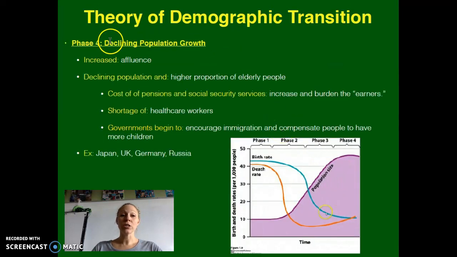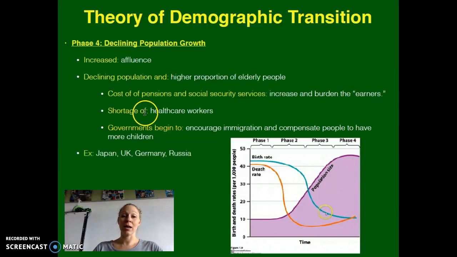Phase four, we start to see a declining population, either a steadying out or a declining population. And this is linked to affluence. And so if there's more affluence, we have a higher proportion of elderly people. And so this is going to increase the amount of pensions that we have to supply and the amount of Social Security services. So this is an increased burden on the earners.